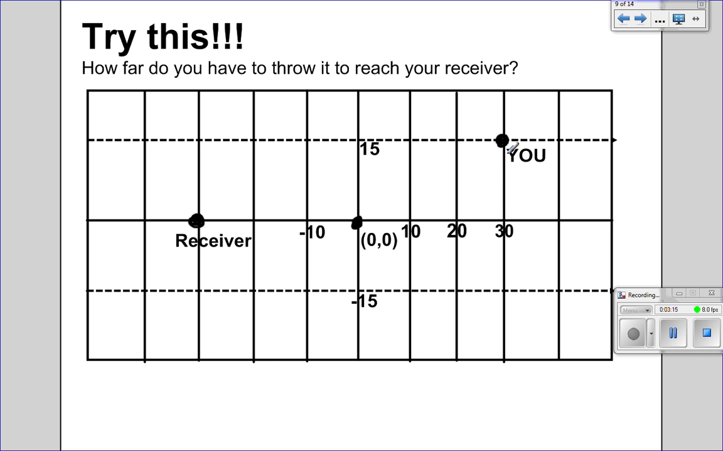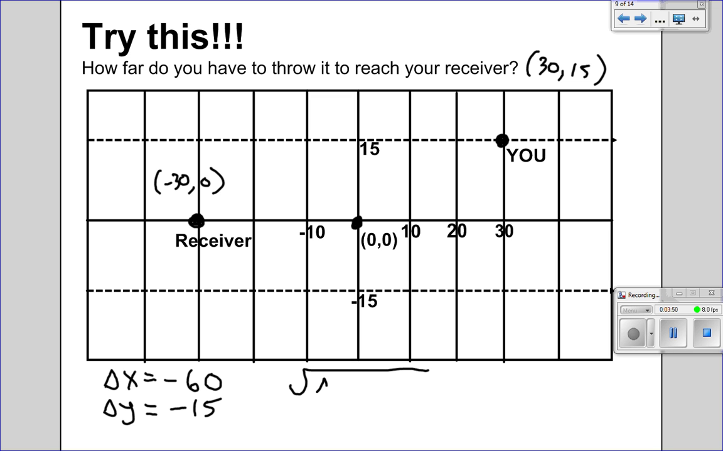Okay, let's figure out where you're standing. You are standing at point 30, 15. Your receiver is at negative 30, 0, because they're right here on this axis. So your delta x from 30 to negative 30 is going to be negative 60. Your delta y from 15 to 0 is you go down 15.